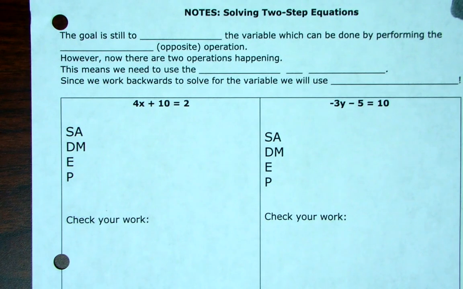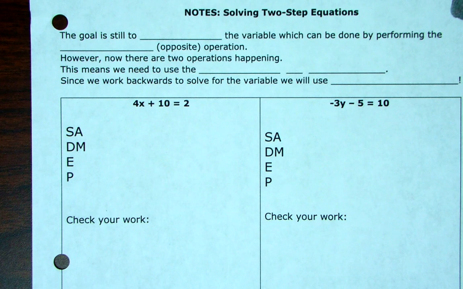Alright, so here we go. Solving two-step equations. When you're solving two-step equations, there's obviously two steps you do. The first step you are going to do is either add or subtract. Then your second step would be either multiply or divide. Okay? Now let's look at this first one.